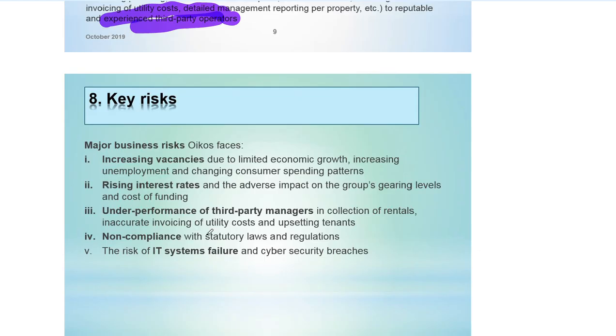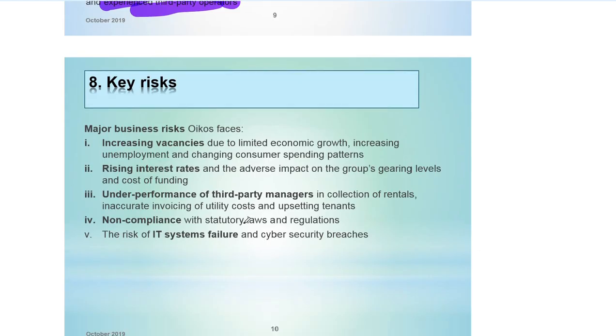And then underperforming of third-party managers. We have been told that some services from the above are done by the third party. That includes billing, collection of rental, other management of property and reporting, as well as plumbing and electricity. Now they are saying, in collection of rental, there is inaccurate invoicing of utility costs and upsetting the tenants. Tenants are not happy because of these third-party agents, who are sending incorrect and inaccurate bills.